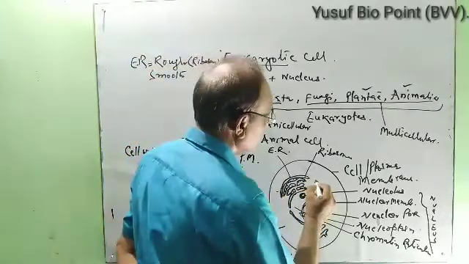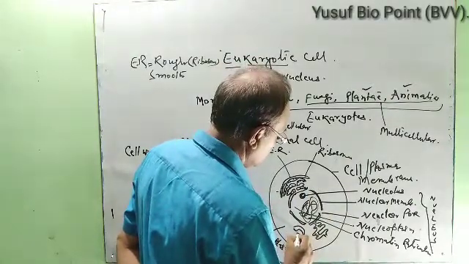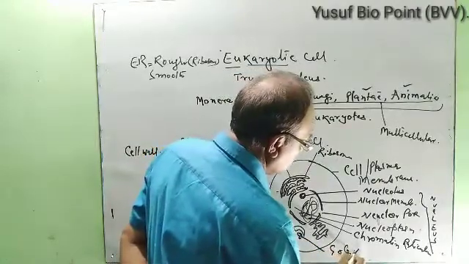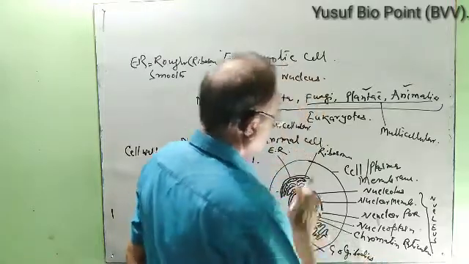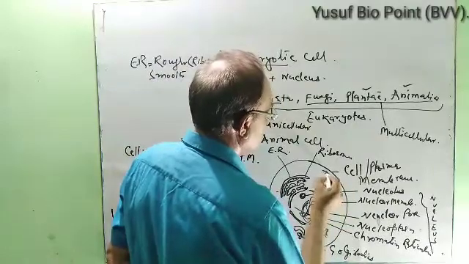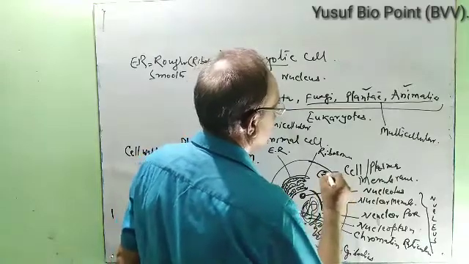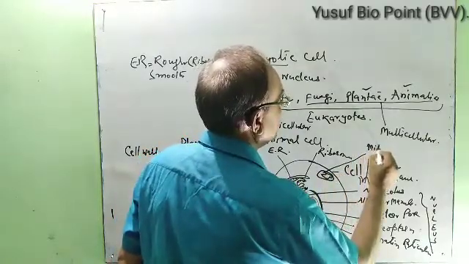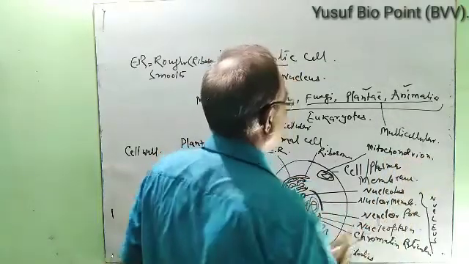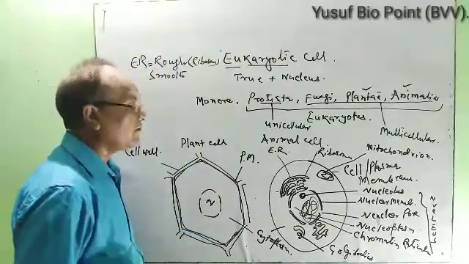Except that, these are Golgi bodies, found in both. This is mitochondria, that is plural, and mitochondrion is singular. And one more structure is also found.